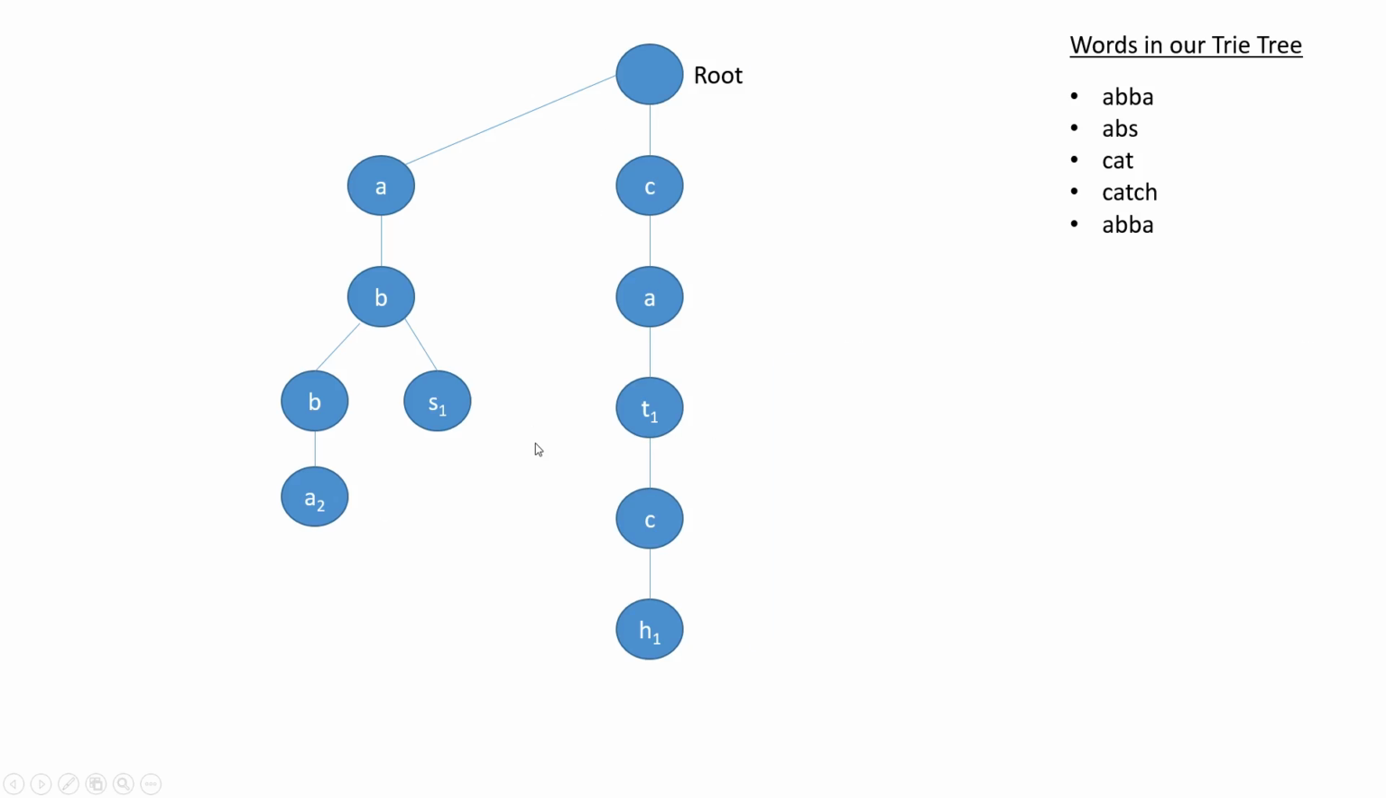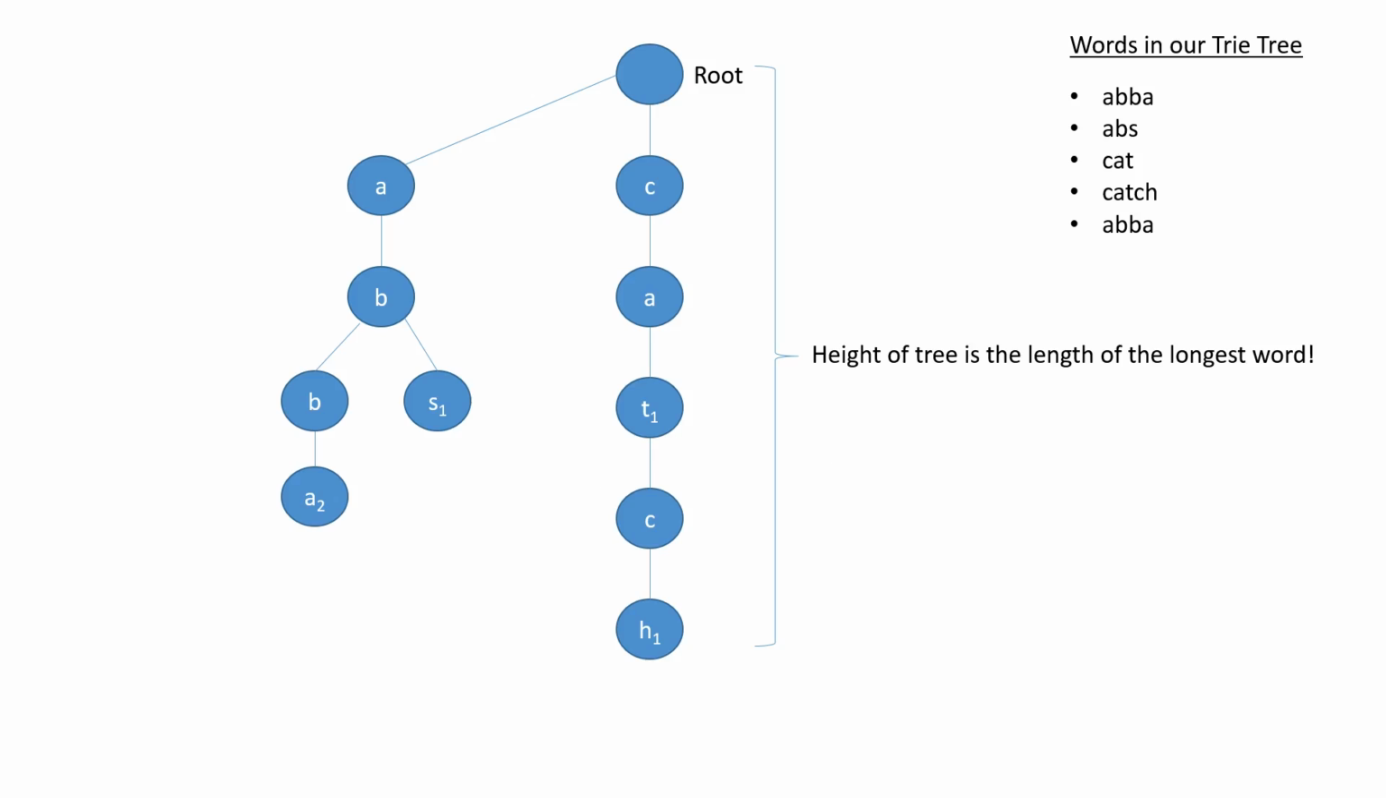And if you notice, the height of the tree is the length of the longest word, which is what makes this very powerful. Because it doesn't matter how many words we have. We can have 1,000,000 words, and the height of the tree will still only be the length of the longest word, which makes searching much faster. So that right there is visually what a trie is.